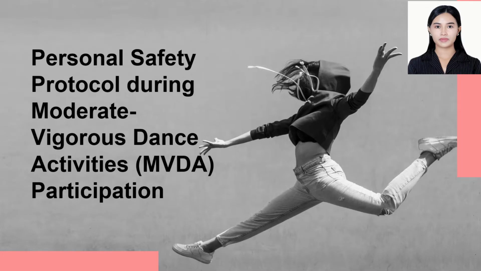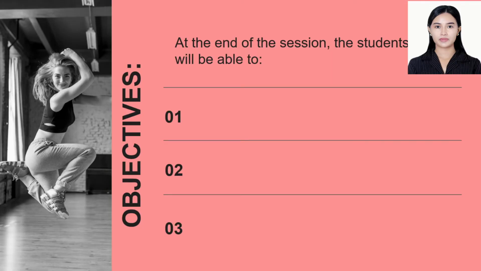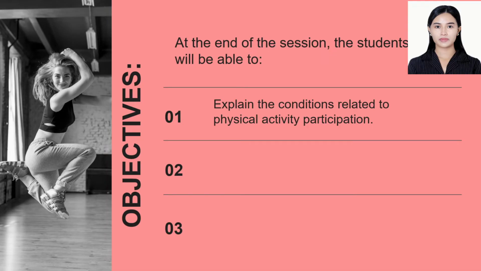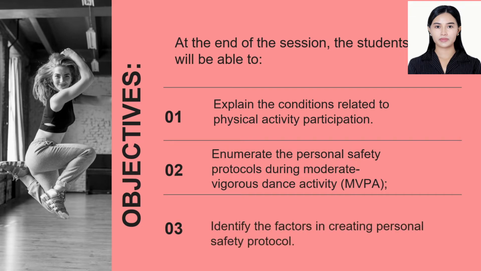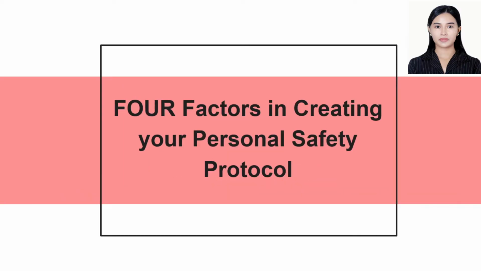Our topic for today is about personal safety protocols during moderate to vigorous dance activities or physical activities participation. At the end of the session, the students will be able to: 1. Explain the conditions related to physical activity participation. 2. Enumerate the personal safety protocols during moderate to vigorous dance activities. And lastly, identify the factors in creating personal safety protocols.